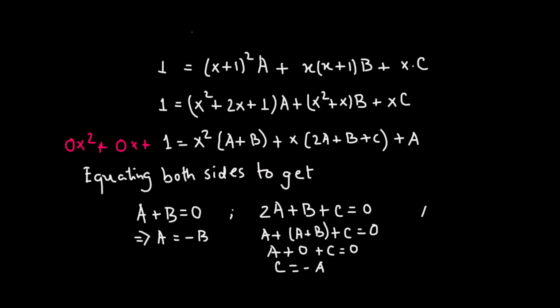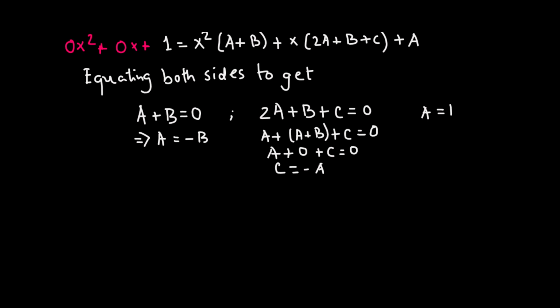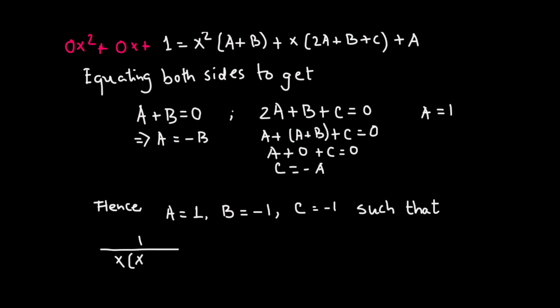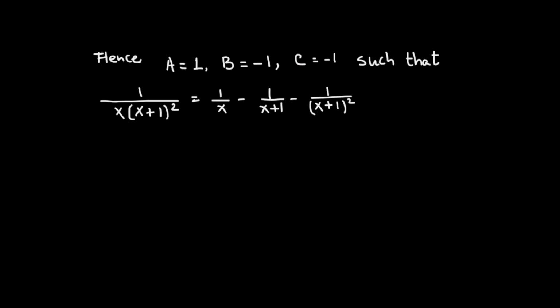And finally, the third equation will be A equals the constant 1. Now, using the value of A, we have B will be equal to negative 1 and C will be equal to negative 1. Such that our partial fraction 1 over x times (x plus 1) whole squared will be equal to 1 over x minus 1 over x plus 1 minus 1 over (x plus 1) whole squared.